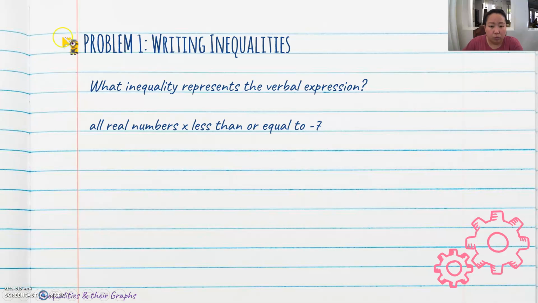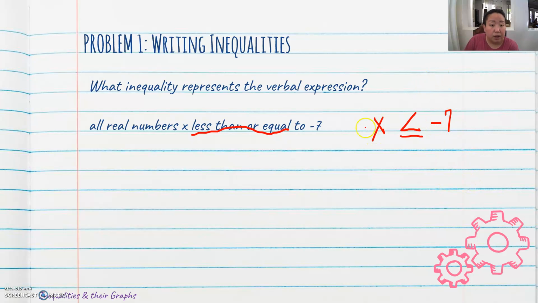If we take a look at the variable that was used, that's an x. And it is mentioning less than or equal to. Less than is this symbol, and when you have the equal to phrase in there, you just have to put an underline, or the lower part of the equal sign. Then we are comparing it with -7. So that's x less than or equal to -7.